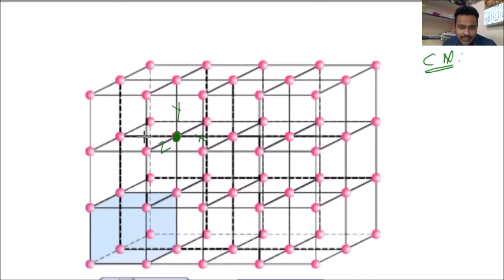See, x-axis. This is my particle. I am choosing this one, and a neighbor on this side, one. In the same axis, the other side, two. Y-axis, above one, this is the third one, below one, this is the fourth one. Z-axis, this is the fifth one and this is the sixth one.